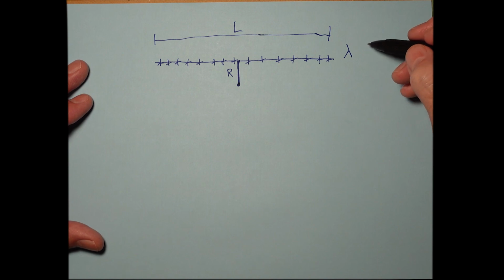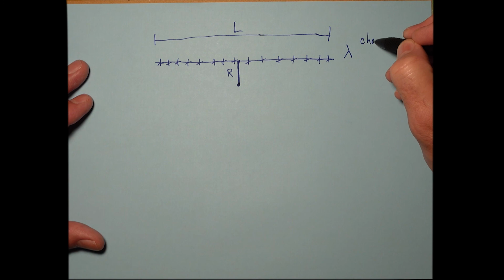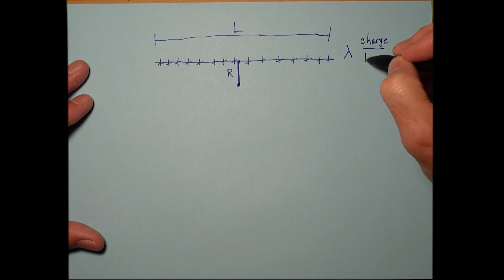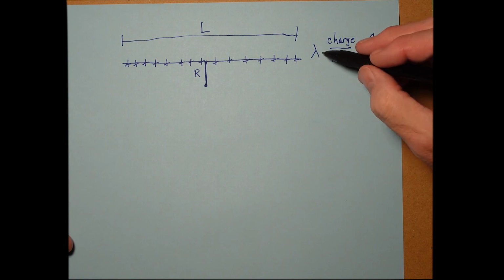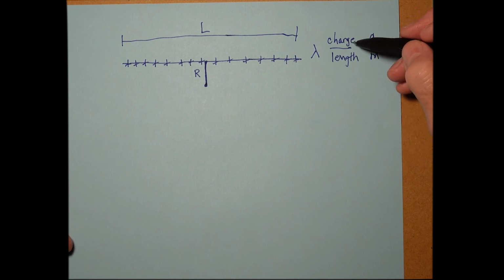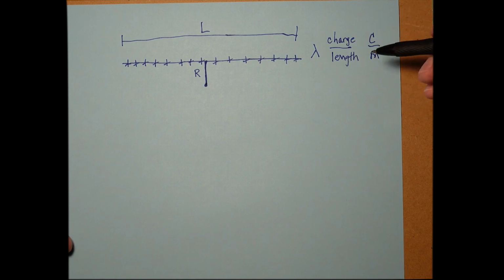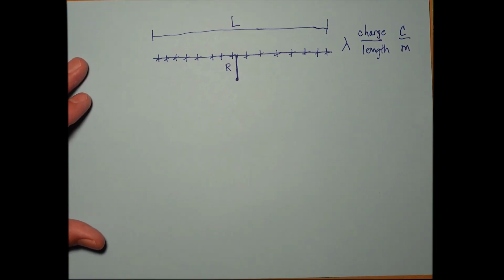Remember what lambda is. Lambda is the linear charge distribution. So this is charge per length. And the unit for that is going to be coulombs per meter. So lambda is the amount of charge per length that you have for this continuous charge distribution. And it's going to be a constant. So you can think of this as a linear charge density or linear charge distribution.